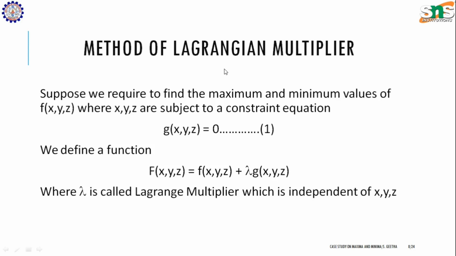Next, method of Lagrangian multiplier. Suppose we require to find the maximum and minimum values of f of x comma y comma z, where x comma y comma z are subject to a constraint equation g of x comma y comma z equal to 0. Keep this as equation 1. We define a function capital F of x comma y comma z equal to small f of x comma y comma z plus lambda into g of x comma y comma z, where lambda is a Lagrangian multiplier which is independent of x comma y comma z.